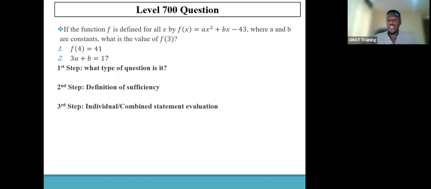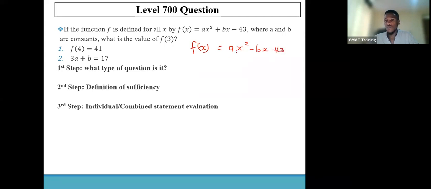Ideally, in a normal or conventional case, a student will just look at this question and see a quadratic expression where you have f of x being equal to ax squared minus bx minus 43.